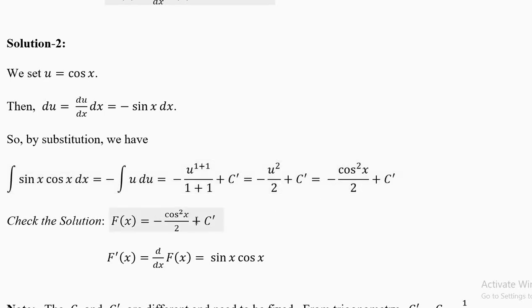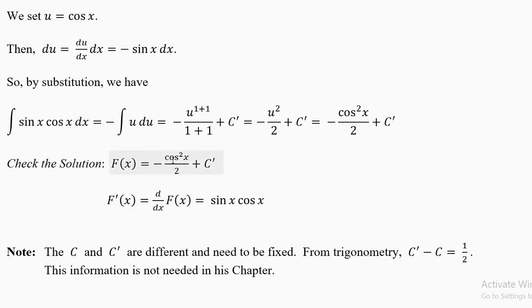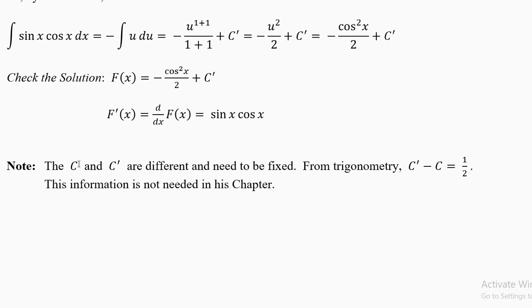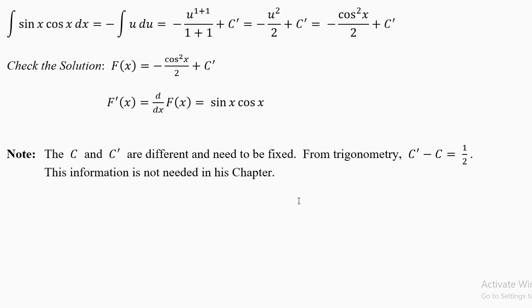Now you again take the function, differentiate it, you will get back sine x cos x, because the derivative of cos x is minus sine x, minus into minus is plus. See, these two c's will be related, because this is sine square and cosine square. In fact, c prime minus c is equal to half. Do not worry about this note. We do not need it in this chapter. If we need it, we'll discuss it again.